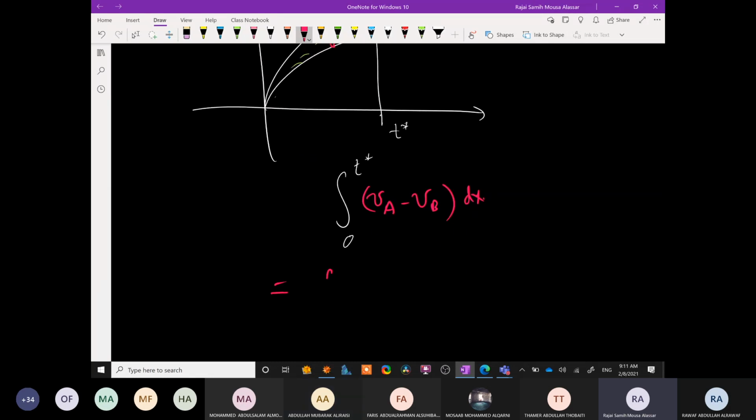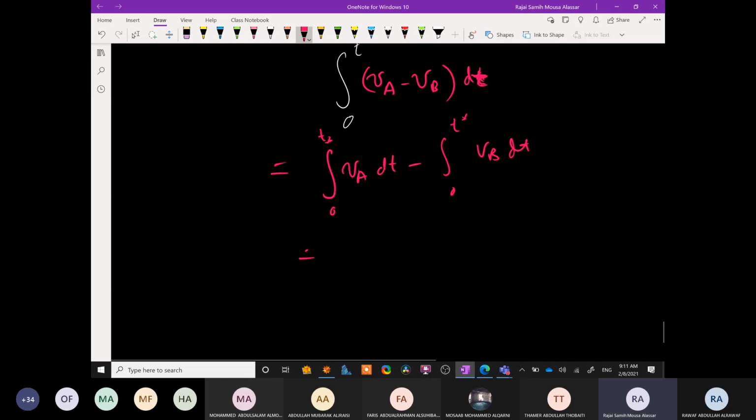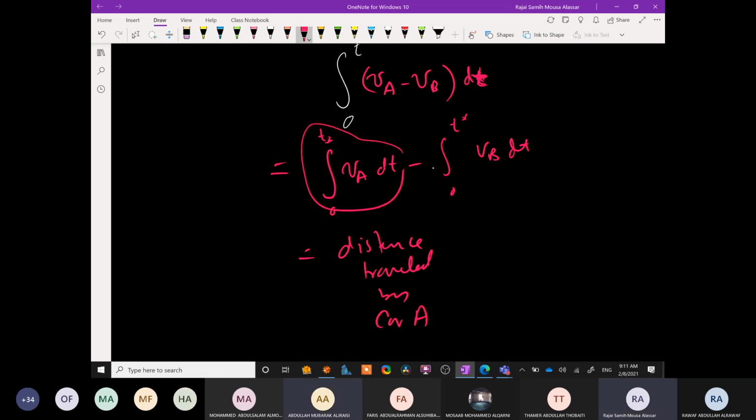Okay, let's just split that, 0 to T star, dt maybe. Yeah, dt, I'm sorry, yes, of course, thank you. Right, so this is the integral of VA dt minus the integral from 0 to T star of VB dt. So this gives you what? Distance traveled by car A, isn't it? And this is the distance traveled by car B.